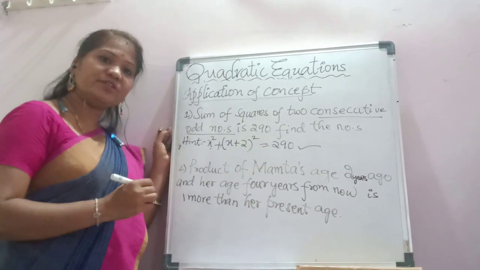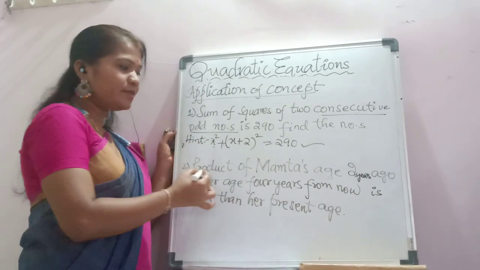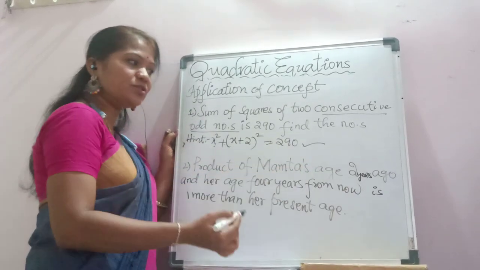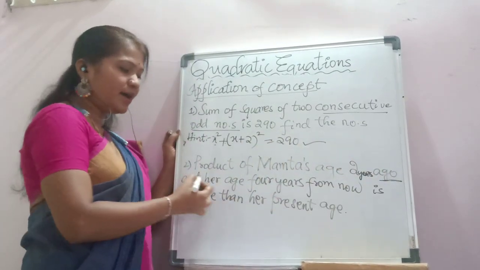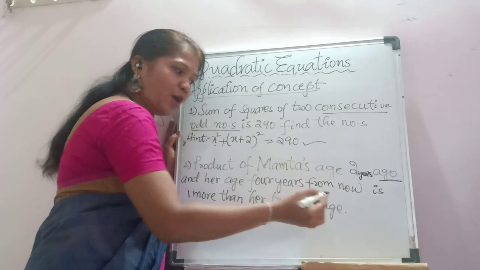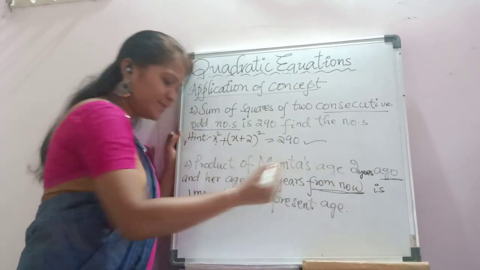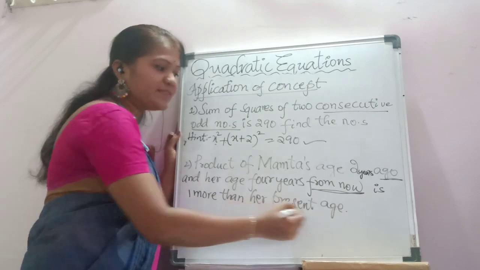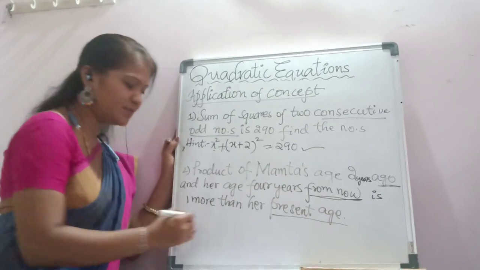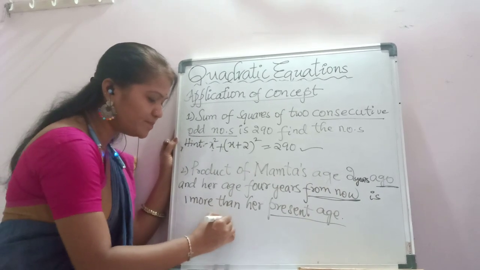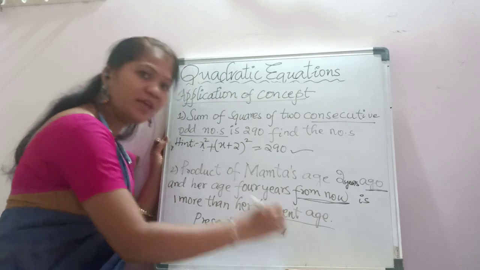Now go for the second question. I hope you will be getting this. Second question, what is said? The product of Mamta's age 2 years ago, ago means minus, and her age 4 years from now, hence 4 years means plus, is 1 more than twice her present age. So the problem is we don't know her present age. Let present age of Mamta be x.